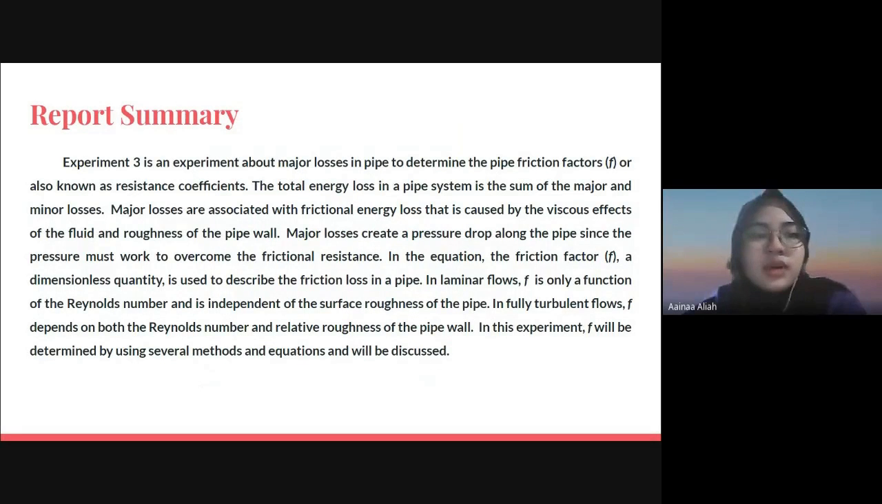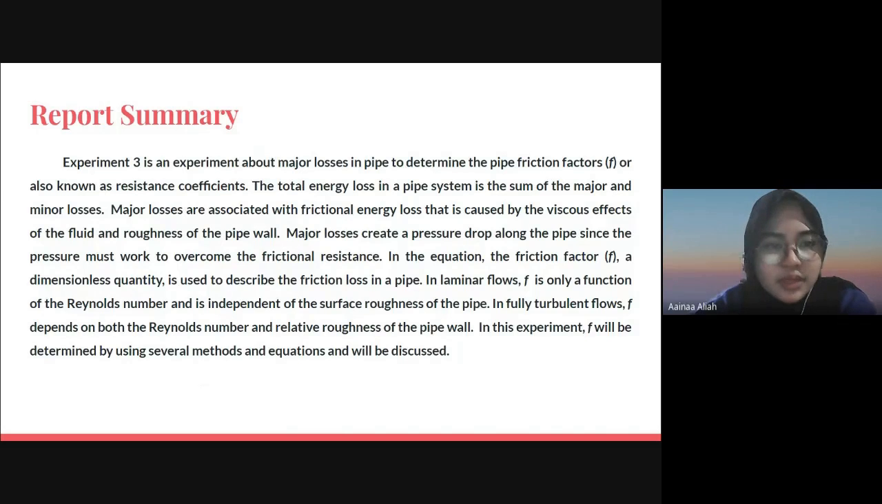Hi, I am Aina Alia and I will present the report summary. This experiment 3 is an experiment about major losses in pipe to determine the pipe friction factor, which is F, also known as the resistance coefficient. The total energy loss in the pipe system is the sum of the major and minor losses.